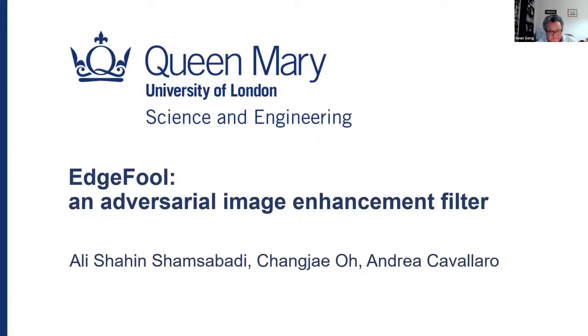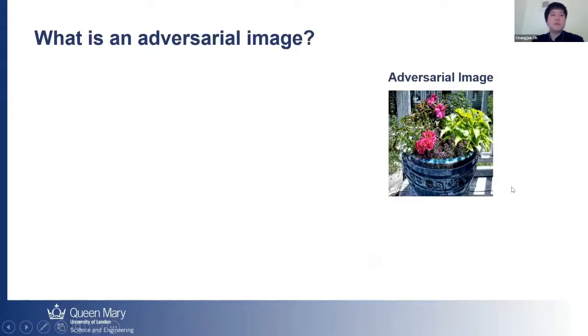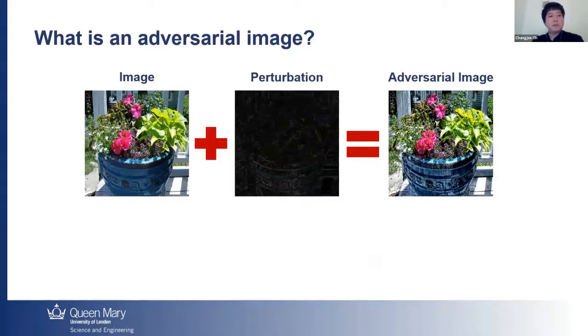Hi everyone, I'm Changjae Oh, and I'm a lecturer at EECS. In this presentation, I'll talk about our work on adversarial images. First, I would like to introduce an adversarial image. An adversarial image is an original image with some perturbations, which leads to misclassification.